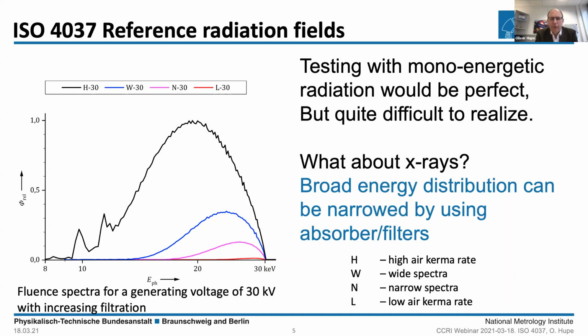Unfortunately, at the same time, you also reduce the dose rate or the fluence shown in this figure, depending on the quality we have defined. You have a high air kerma rate with a broad distribution. You can use filters to generate the wide spectra, or the mostly used narrow spectra, which is an optimum for still having enough dose rate, but having a reduced energy distribution. Or for special cases, you have the low air kerma rate series.